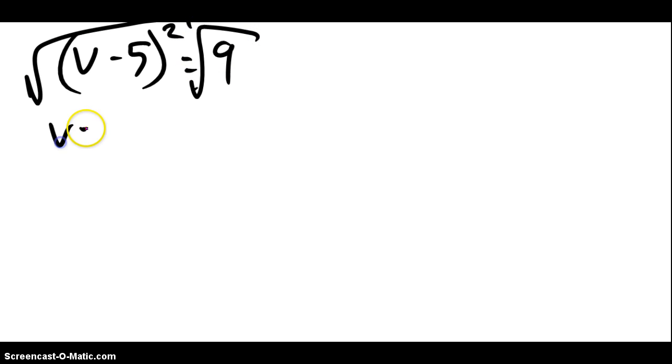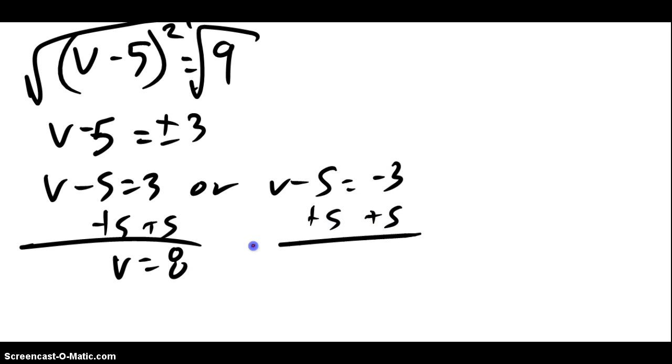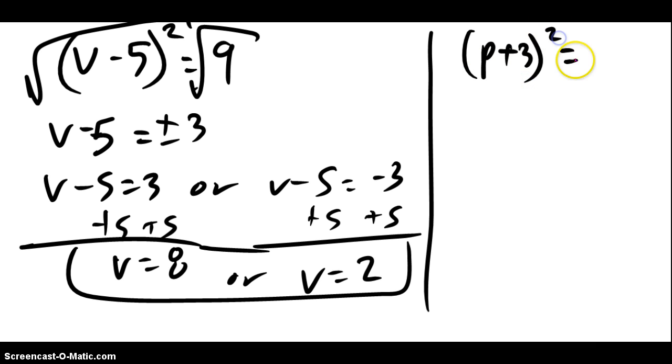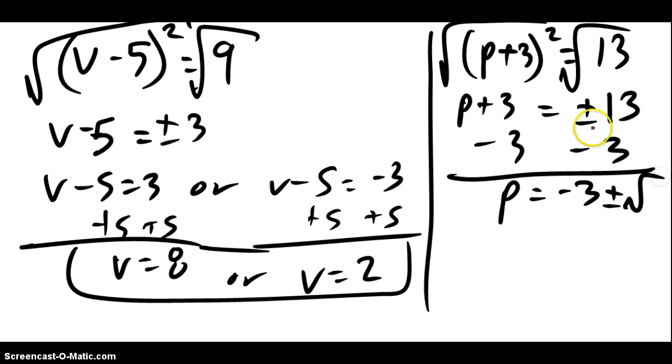Now, in another way, if we had something like v minus 5 squared equals 9, again, we square root both sides, so v minus 5 equals the square root of 9, in this case, positive or negative 3. So either v minus 5 is 3 or v minus 5 is negative 3. Okay, so v equals 8 or v equals 2 in this case. And in the same way, if we had something like p plus 3 quantity squared equals 13, you could square root both sides. p plus 3 equals positive or negative square root of 13. And p equals negative 3 plus or minus the square root of 13. So this is the answer.